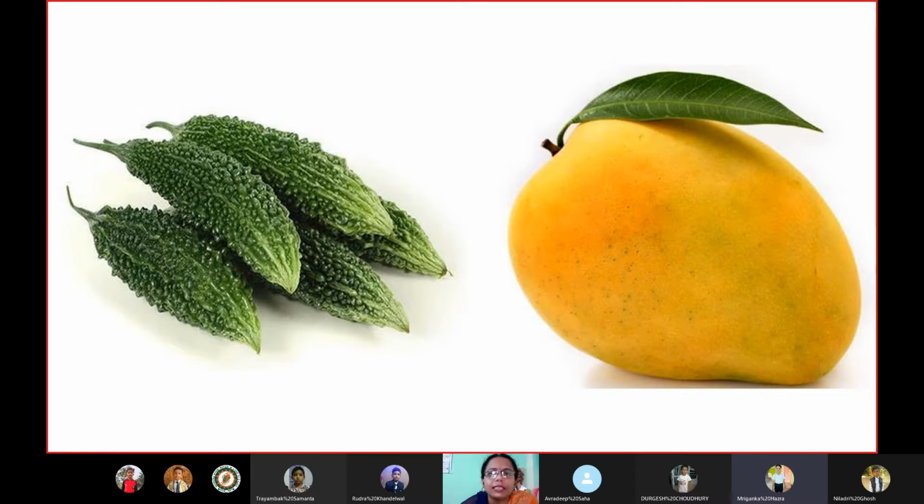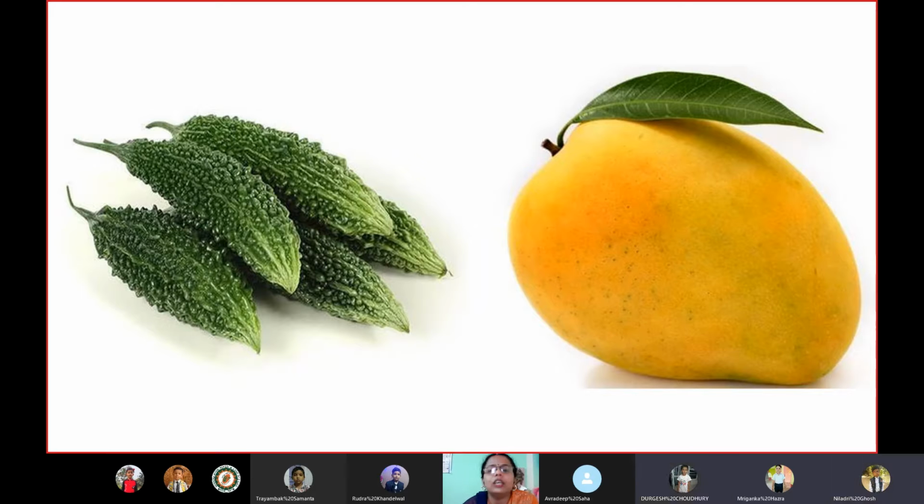One is bitter taste, and the other is sweet or sour-sweet. So who will tell me which sense organ? Please keep quiet. Listen to the question first, beta. Which sense organ helps us to taste, to understand the taste?